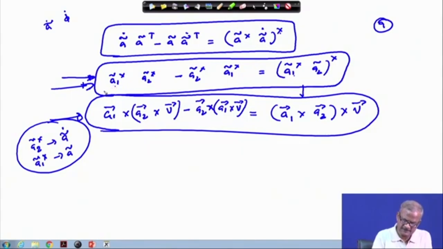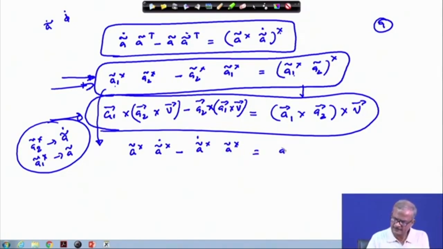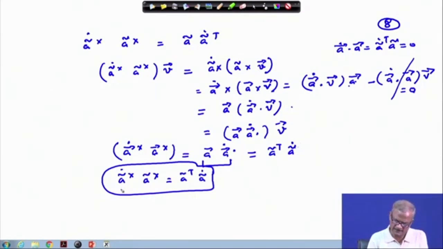So here using this identity we can replace this by a1 by a tilde. So this is a tilde cross times a tilde dot cross minus a tilde dot cross times a tilde cross, and on the right hand side then we will have a tilde cross. And this part, we have a2 is nothing but a tilde dot, and then whole cross. So if we go back and look into this, a tilde cross times a tilde is turning out to be this.